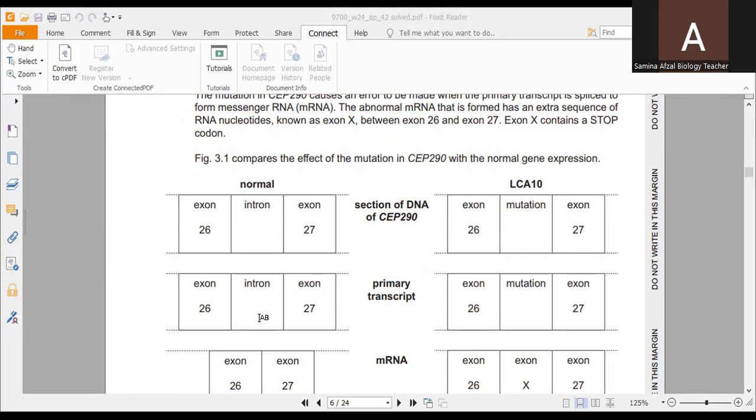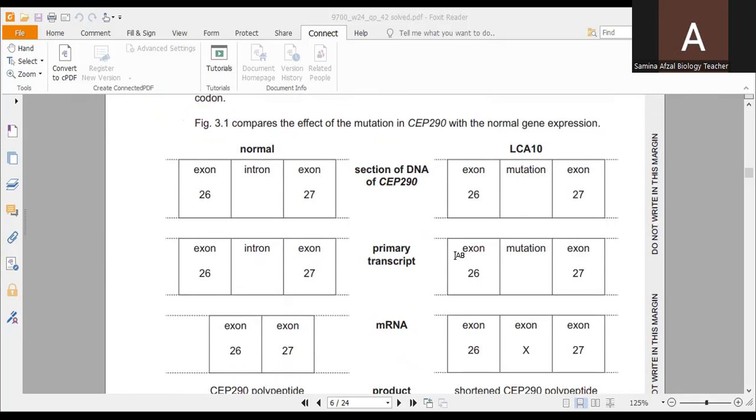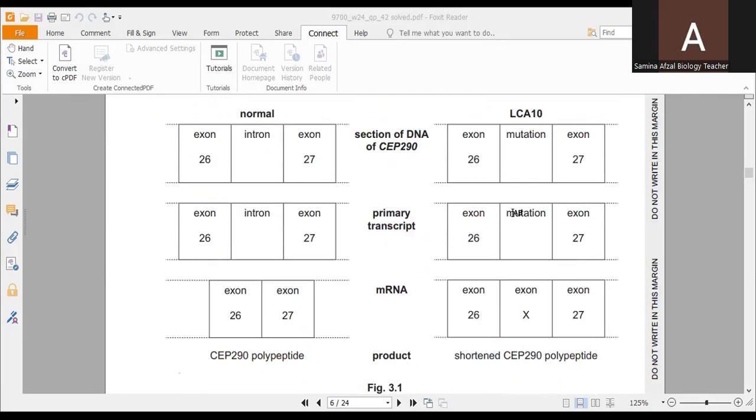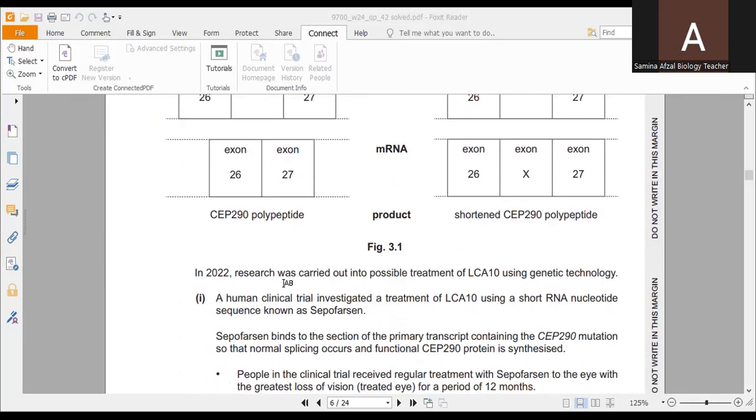And what is the primary transcript? Intron, and you can see in LCA10 there is a mutation. Due to the mutation there is an extra exon X. You can see this one. So due to which, this is the normal polypeptide and this is the shortened CEP290 polypeptide.